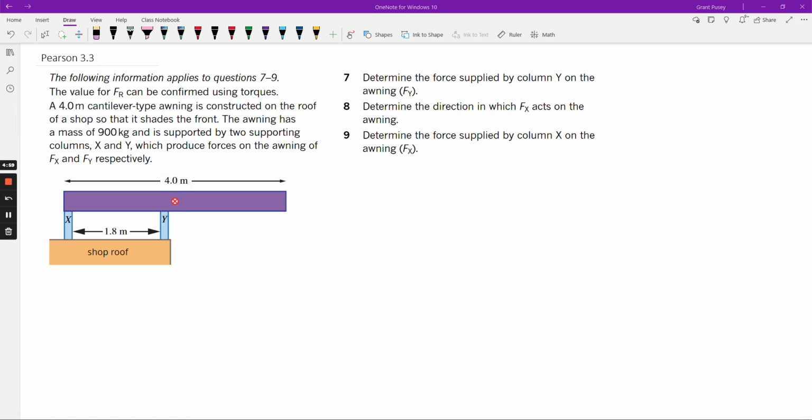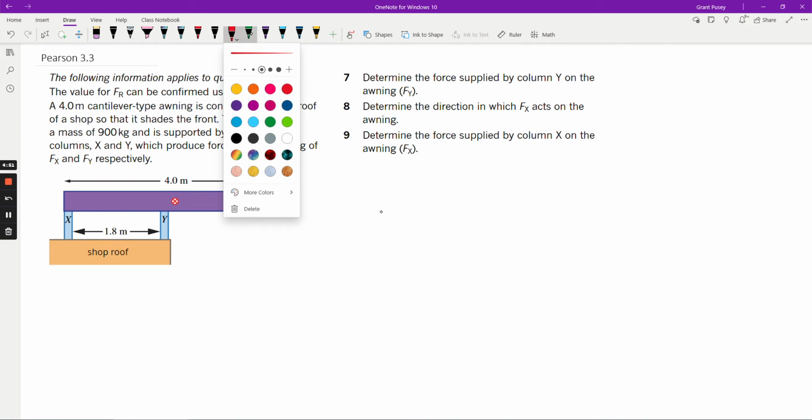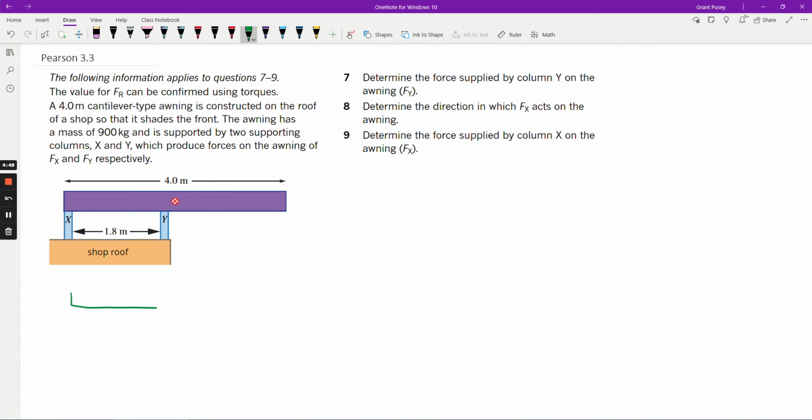Okay, so in Pearson 3.3, in the Pearson 12 textbook, you've got questions 7, 8, and 9 at the end, and it's about a cantilever situation.